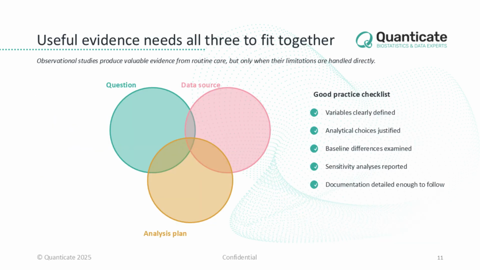So for an observational study to be useful, the question, data source, and analysis plan need to fit together. Variables should be clearly defined, analytical choices should be justified, and the documentation should be detailed enough for someone else to follow the logic. Observational studies can produce valuable evidence from routine care, but only when their limitations are handled directly rather than hidden in the analysis.